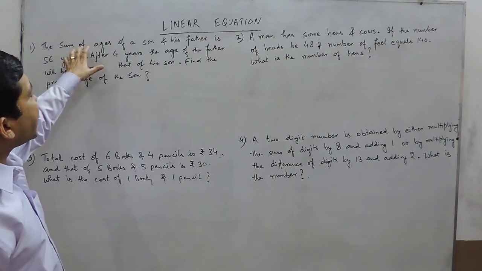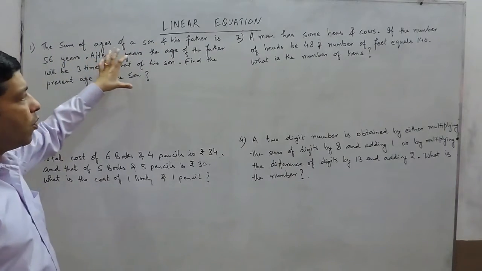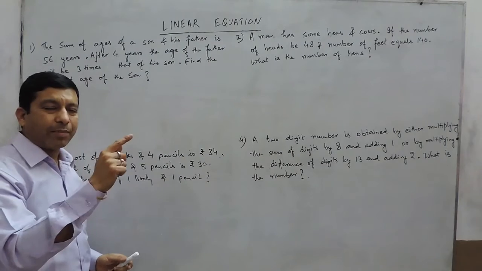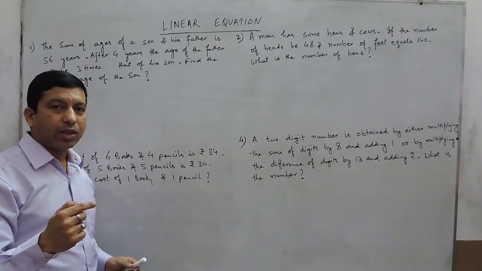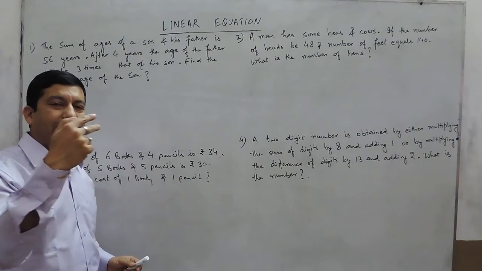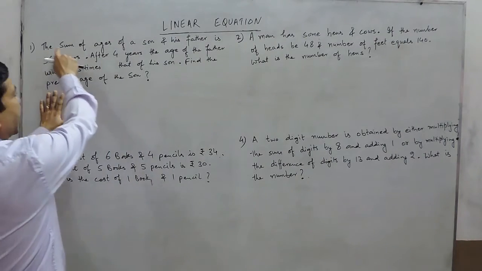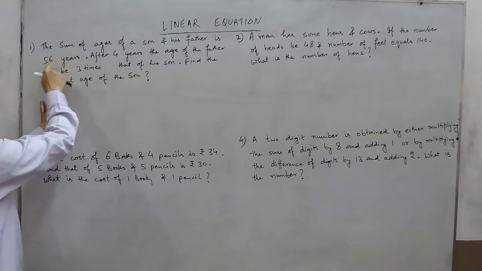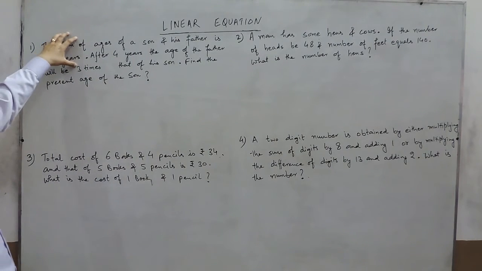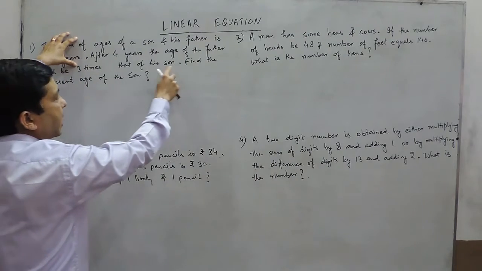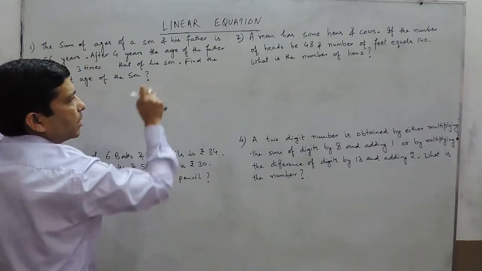So, if we have a question where there are two statements, because for one statement we can make one equation, if there are two statements, we can make two equations. Like in this question, the first statement is the sum of ages of son and his father is 56 years. This is one statement. After 4 years, the age of father will be 3 times that of his son. This is the second statement.